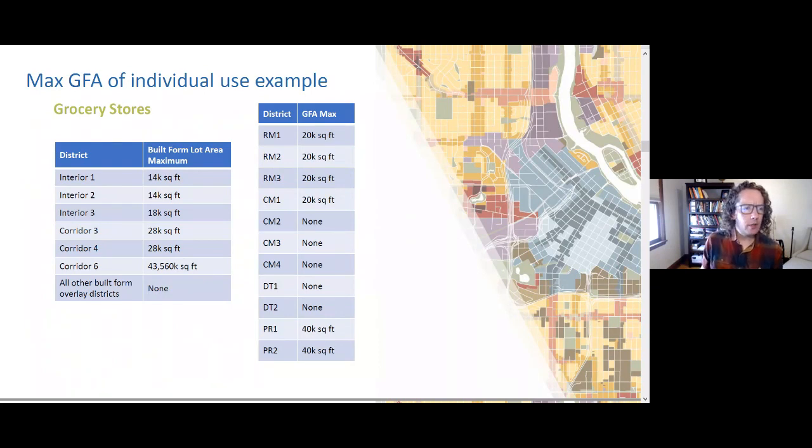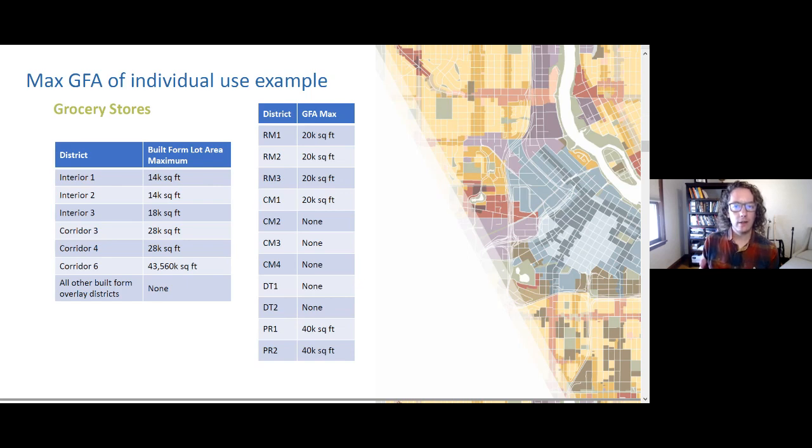We just want to give you an example here of max GFA for an individual use. Here is how that example plays out for a grocery store. The max gross floor area, again, will be found in the use table, but something else to pay attention to that influences the size of commercial spaces is that we still have these lot area maximums that apply in some of our built form districts. So in this example, let's say in RM3, you're allowed to have up to 20,000 square feet for a grocery store.